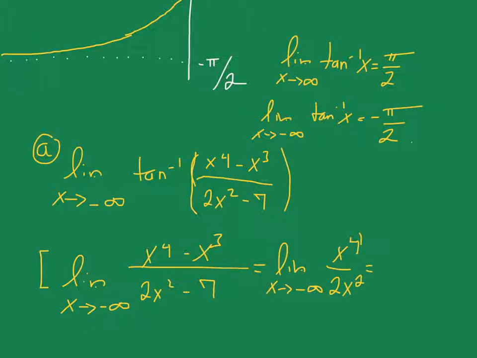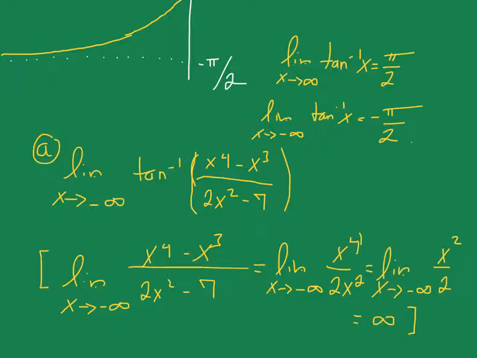Canceling x squared, we have the limit as x tends to minus infinity of x squared over 2, and it should be clear that this is equal to infinity, because as x becomes large and negative, x squared is going to become large and positive. Divide that by 2, you're still going to have arbitrarily large positive values, in fact. So the limit is equal to infinity.